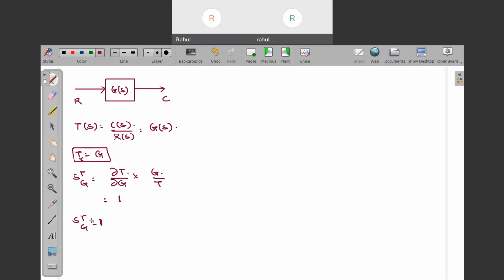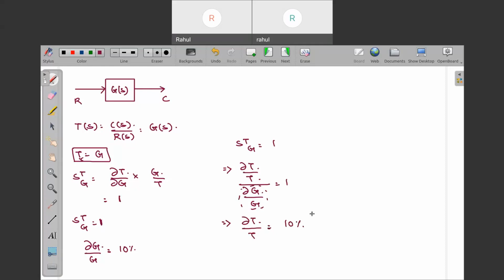Okay. Now suppose there is a perturbation of 10% in G. Perturbation means what? There is a fractional change of 10% in your del G by G. So how much is the fractional change in the transfer function? We know S_T^G is equal to 1, and this is equal to del T by T divided by del G by G, is equal to 1. So this value is given to us as 10%. So del T by T is equal to 10% over here.